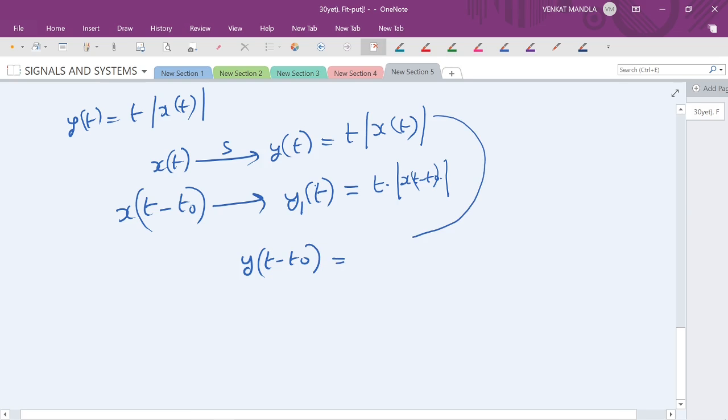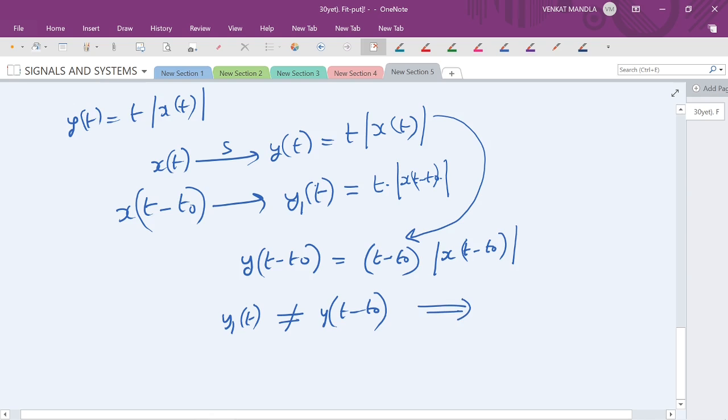What is y(t)? This is y(t). Will apply y(t minus t0). Wherever t is there, I will put t minus t0. This is applying a delay in the output. But y1(t) is not equal to y(t minus t0), right? So that implies time variant, because there is an operation on t here. If at all there is any operation on t, then the system becomes time variant. Okay, next question.